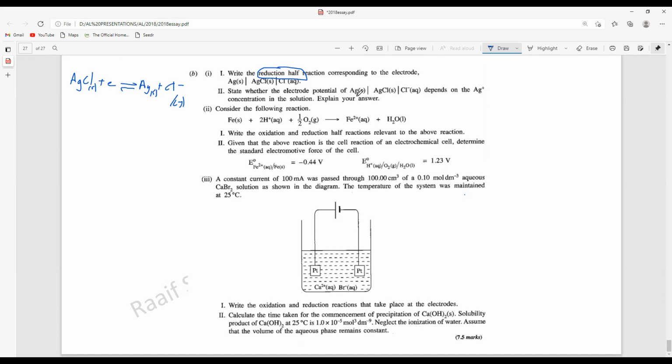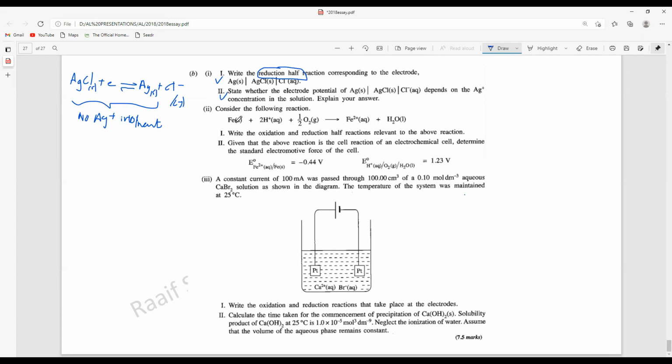State whether the electrode potential of this particular electrode that is given depends on the Ag plus concentration in the solution. When you consider this reduction reaction, the opposite direction would be its oxidation reaction. So here you see, no Ag plus is involved in the reduction process, because this is Ag solid, Cl minus equals AgCl solid. So no Ag plus involvement. So this will not affect the electrode potential. So no Ag plus involvement, so it will not affect the potential.